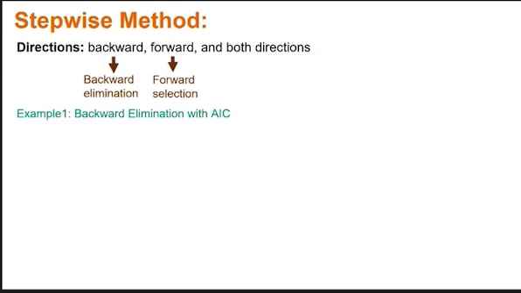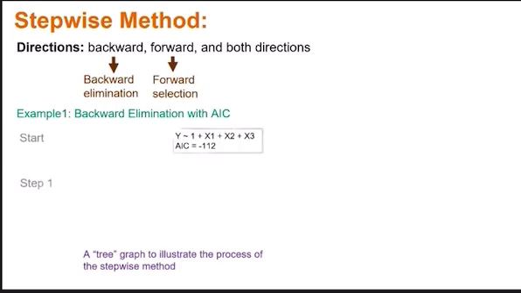But whether you want to do backward elimination or forward selection, you're going to tell us the criteria you're going to use. Now, I'm going to demonstrate to you right now. For instance, I want to start with backward elimination with AIC. I can do backward elimination with BIC. I can do backward elimination with adjusted R squared. But I want to do that with the AIC right now.